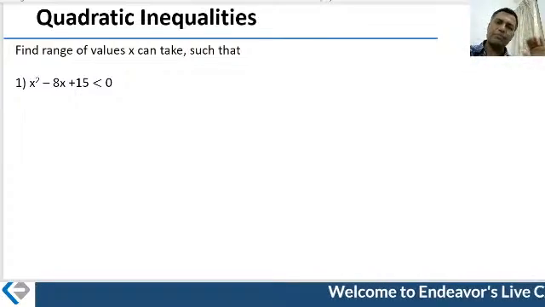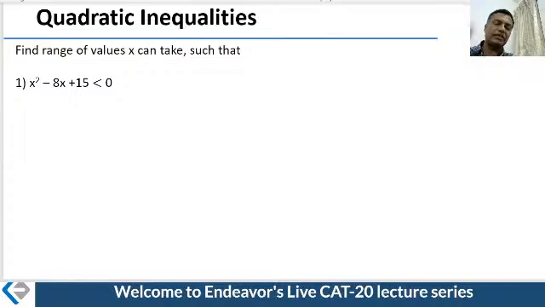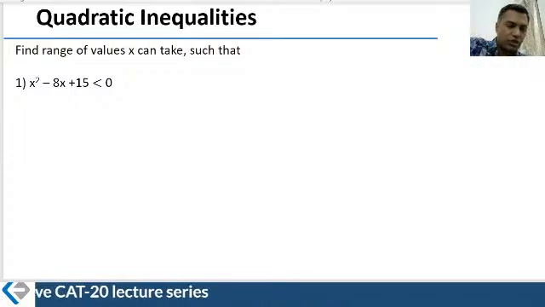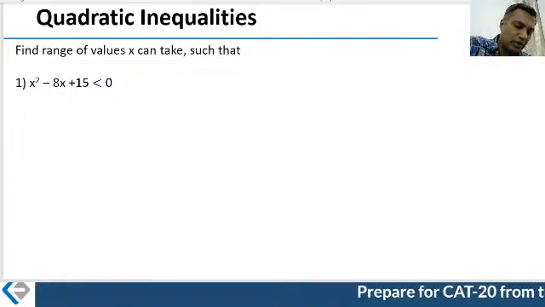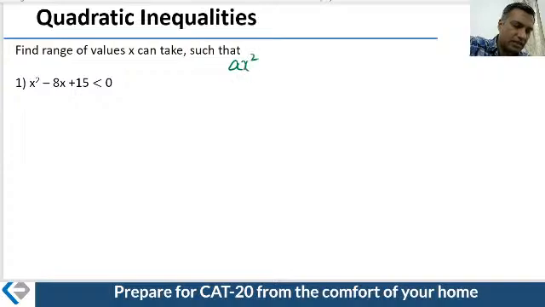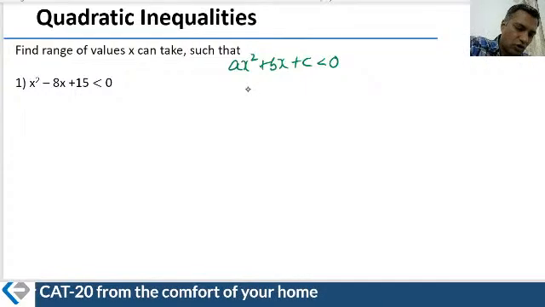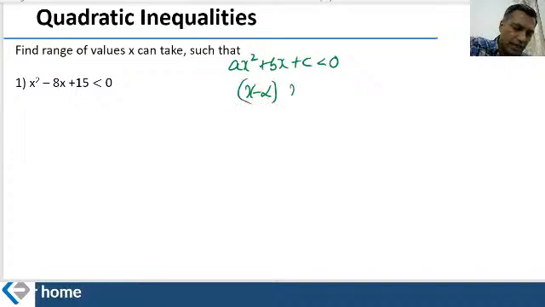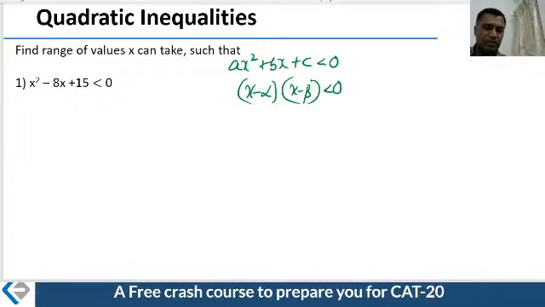Here we go. First let me give a briefing about this. Forget about this question for now, we'll come back to it in a while. Let me help you recall some of the concepts involved in quadratic inequality first. If there is an expression ax square plus bx plus c less than 0, this can be resolved as x minus alpha, x minus beta is less than 0.